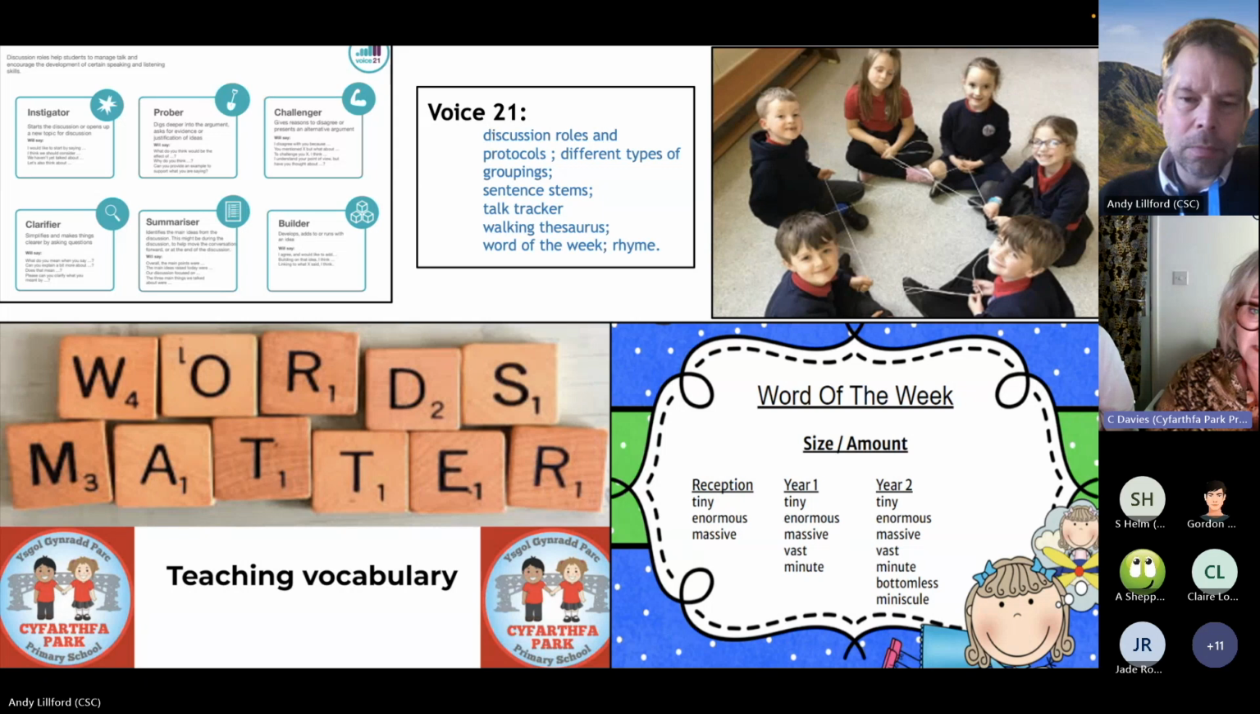This again begins in nursery and with our active listening, and progresses to our discussion roles in year 2 and then all the way up to year 6. And Sarah will talk a little bit more about that later on.